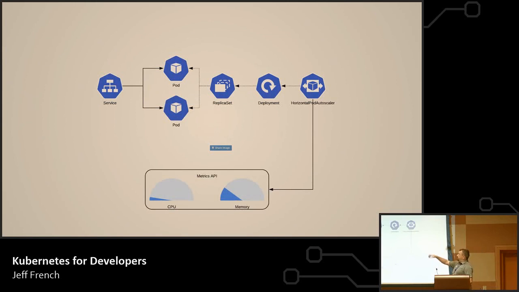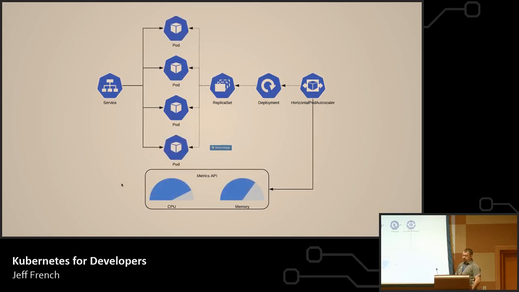So we've got a service feeding traffic to pods, and we've got a horizontal pod autoscaler, which is managing a deployment, and that deployment is managing a replica set of these pods, all that fun operational stuff that you don't have to worry about. And the horizontal pod autoscaler is checking the metrics API to see what metrics it's getting from those pods. Right now, everything's low, and that's good.